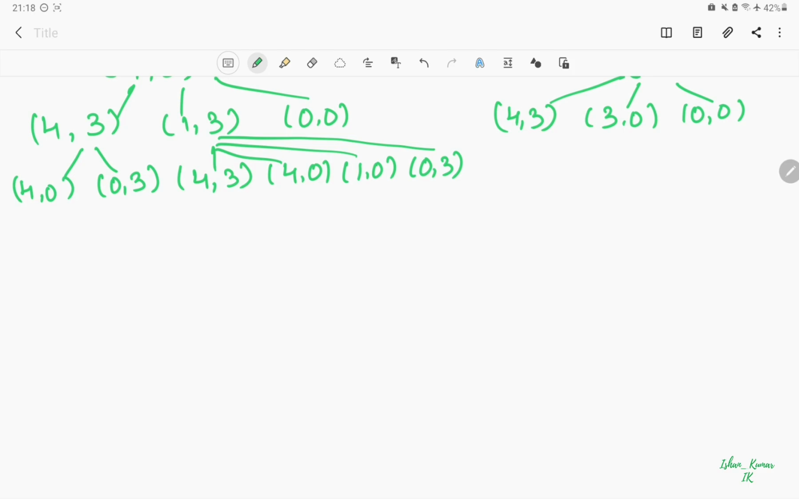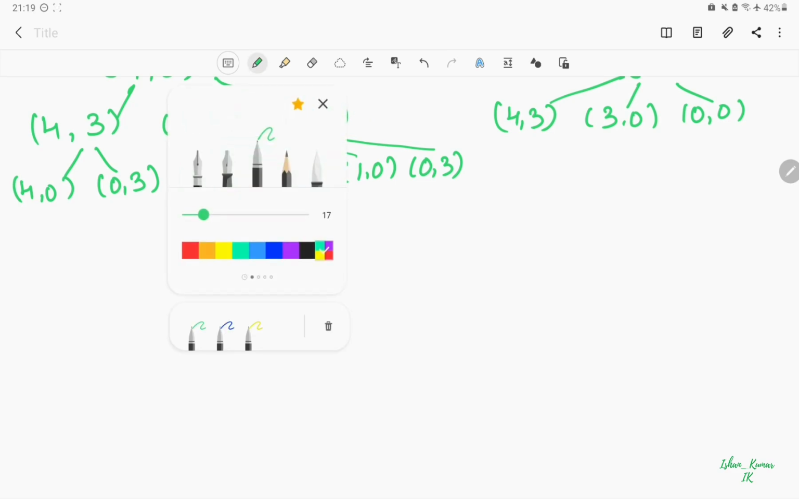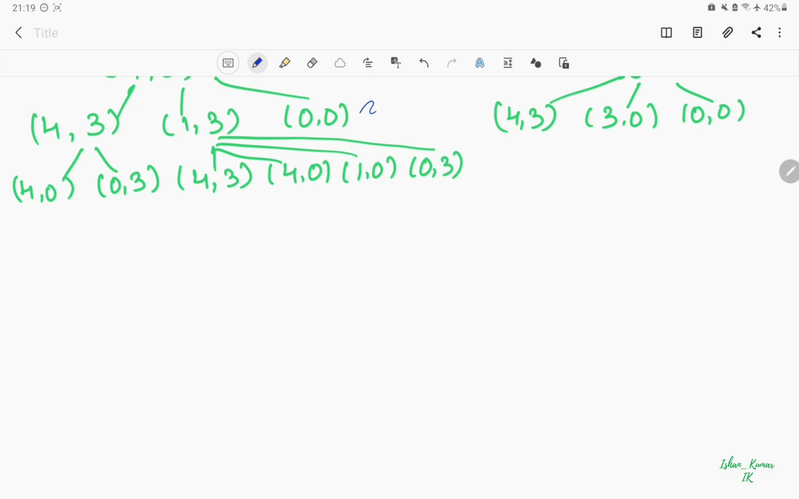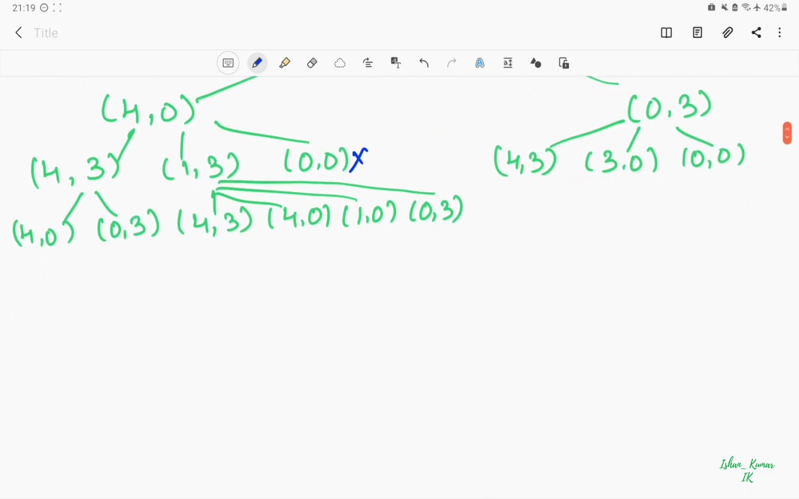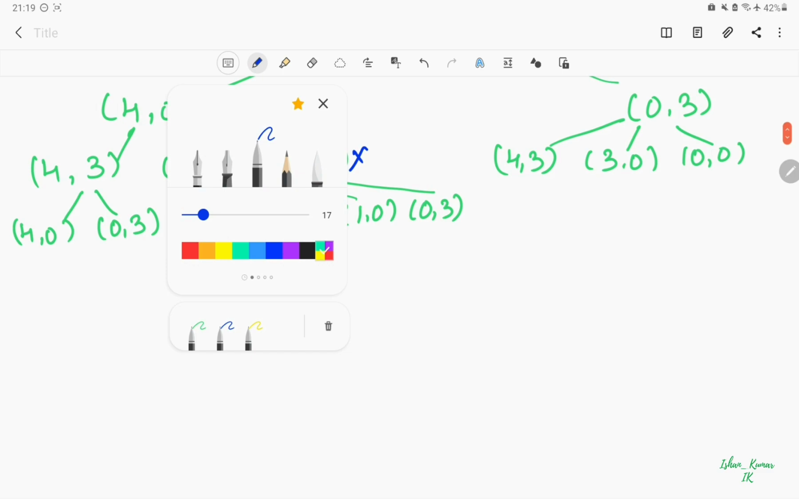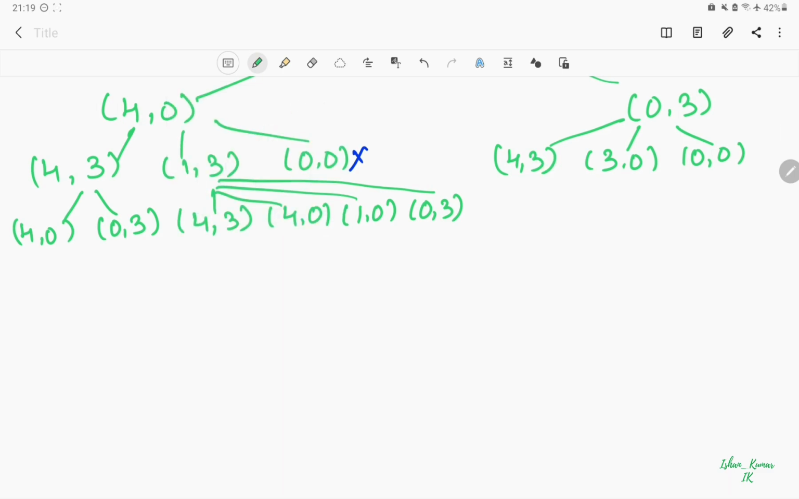Similarly, if we move to the next one, 0, 0, we will not explore this state here because we have already explored this state. In the initial stage, we have already explored 0, 0. So we will not explore it furthermore. Now moving on to the right side, 4, 3. Now this will give us 4, 0 or 0, 3. Now these are the two states possible.